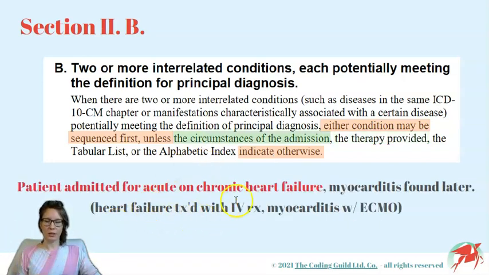If he is admitted originally for the heart failure exacerbation and the myocarditis is only found later as a side note, then the circumstances of the admission will govern our choice and the heart failure becomes the principal diagnosis. Why? Because that was the condition originally responsible for the patient's hospitalization.